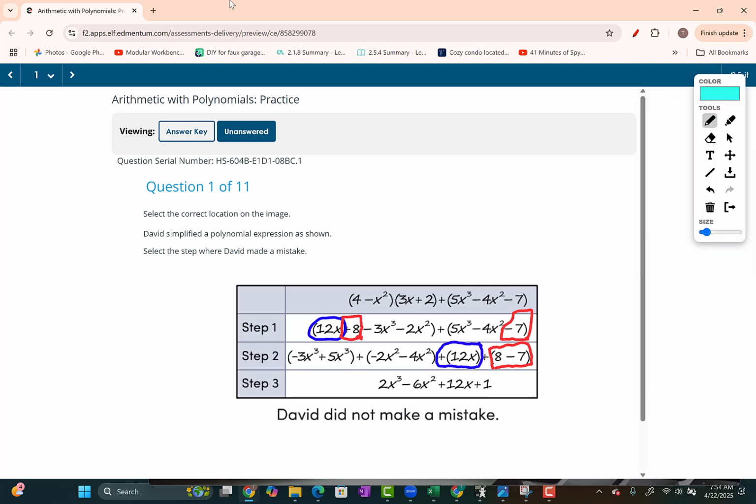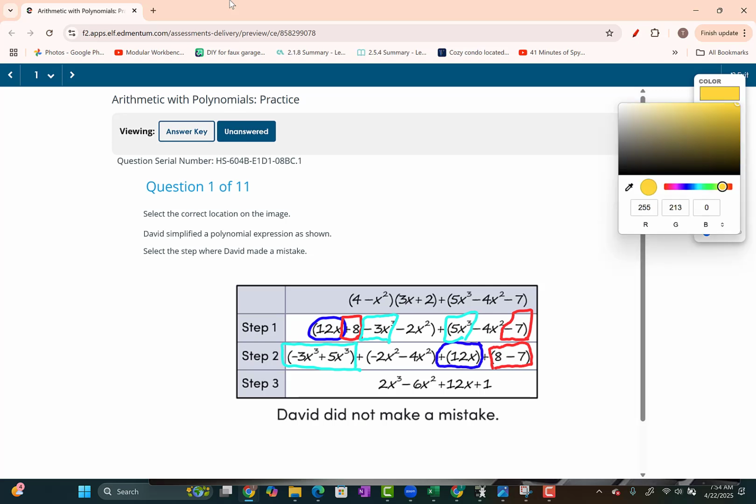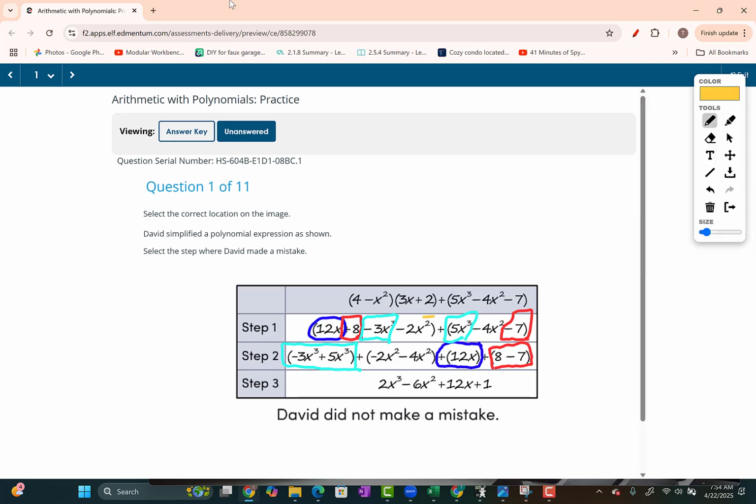All right, switch to a green. Negative 3x to the third will combine with positive 5x to the third. So right there, so kind of see how they've grouped things off. And then what's left? We've got negative 2x squared and negative 4x squared. They've combined them right here. So this step, step 2, looks good.